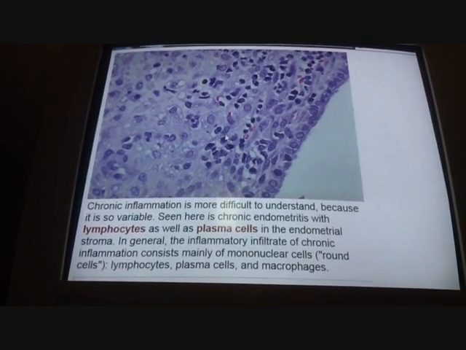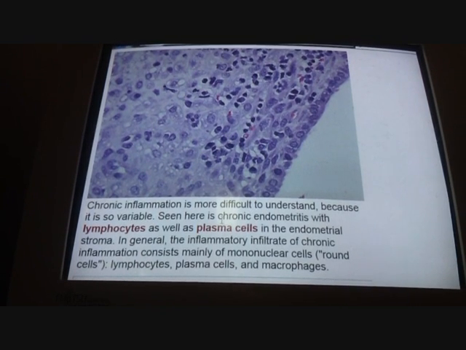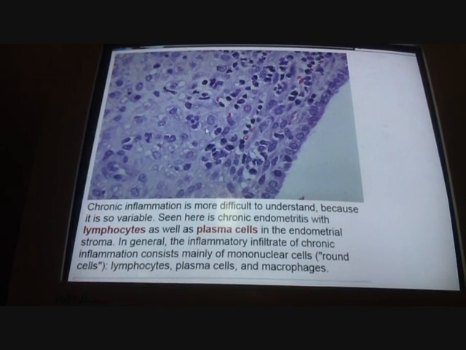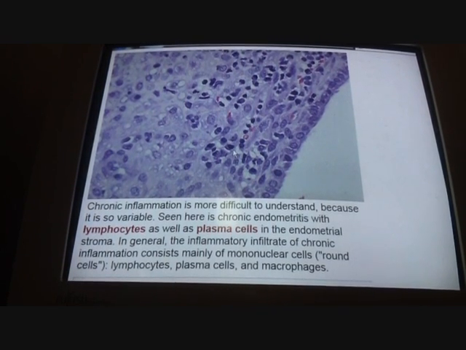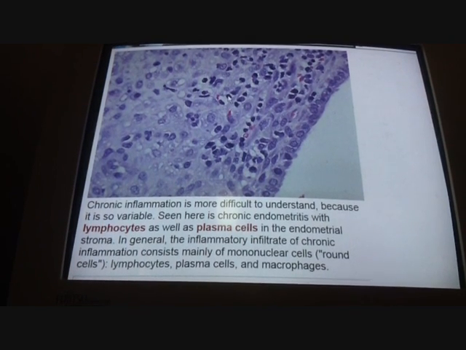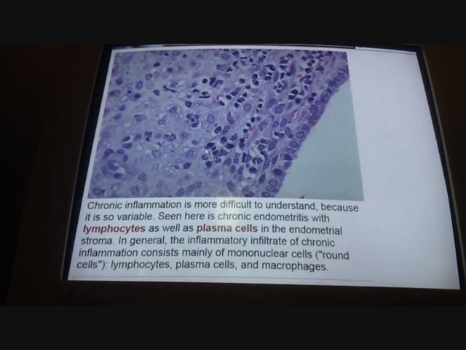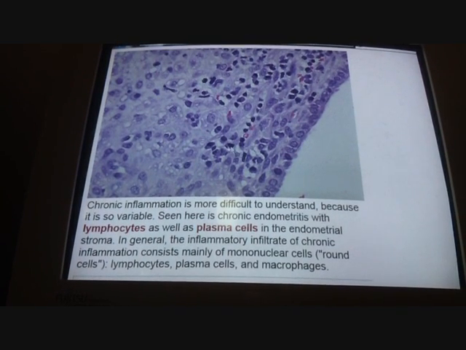This is a section from a patient with chronic endometritis, chronic inflammation of the endometrium. And here we have the stromal cells of the endometrium, and in between you can notice those dark, small, round blue cells, with no or very little cytoplasm. Those are the lymphocytes. And we have those slightly larger nuclei with pink cytoplasm and the nucleus pushed to one side, which we call an eccentric nucleus. So this is a plasma cell. Those are the plasma cells. This is a plasma cell, this one, and this one, and this one.